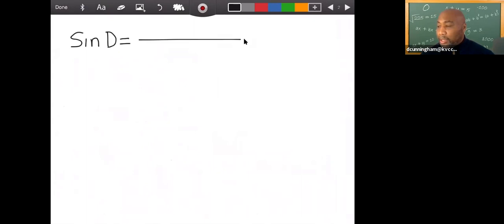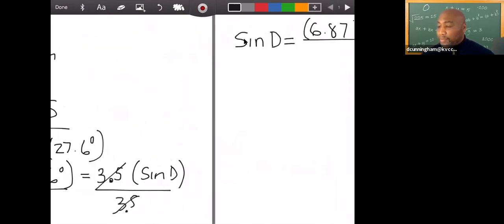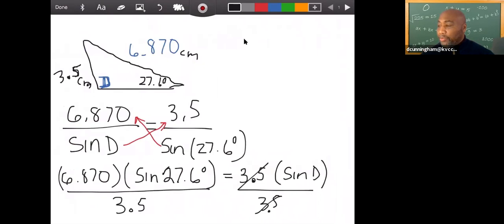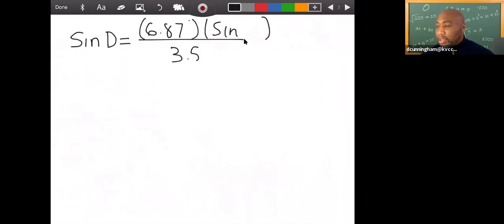6.87 times the sine of our degree, 27.6, divided by 3.5. So what you want to do is make sure you do that first. You knock that out, multiply 6.87 times the sine of 27.6 degrees. Figure that out in the numerator, then divide by 3.5. And we'll go from there to get our answer.